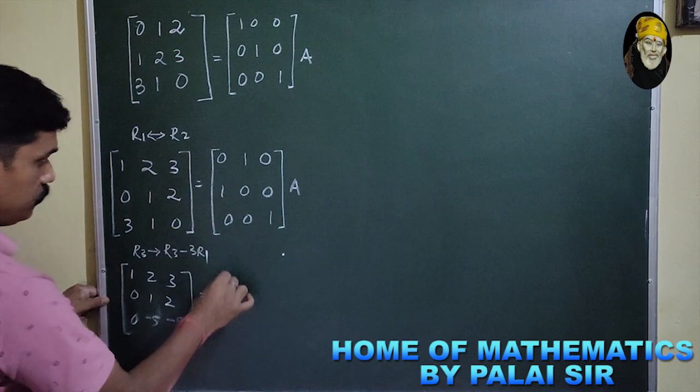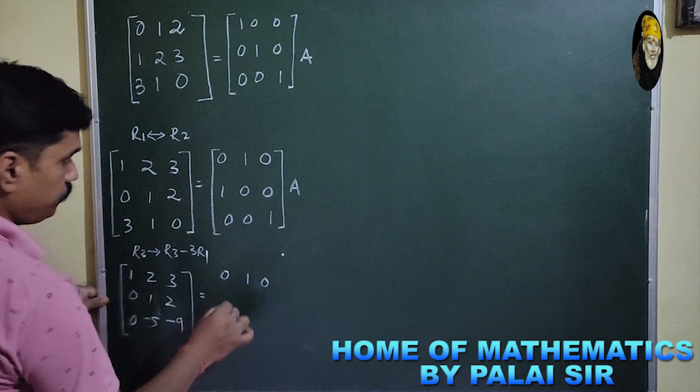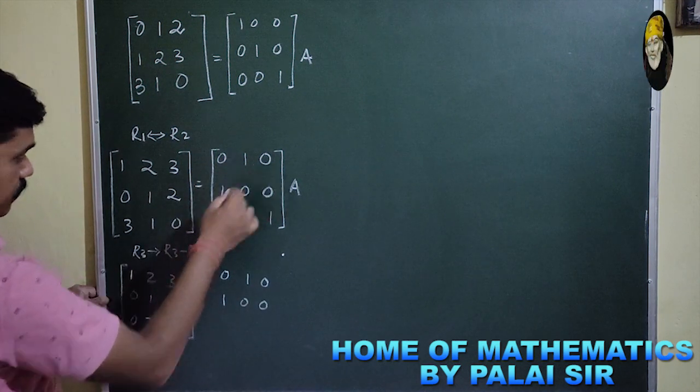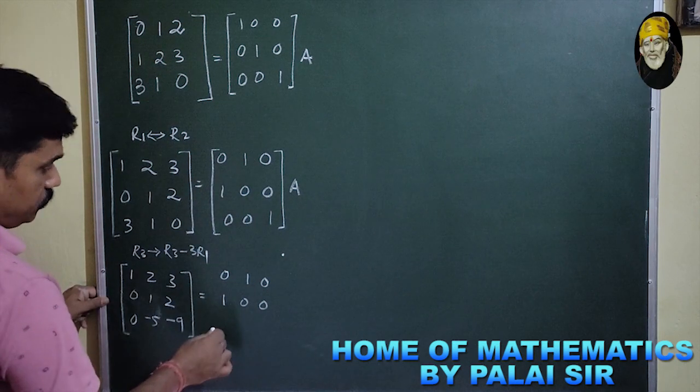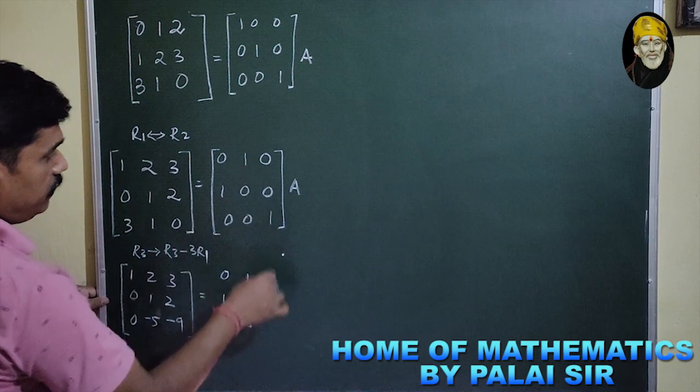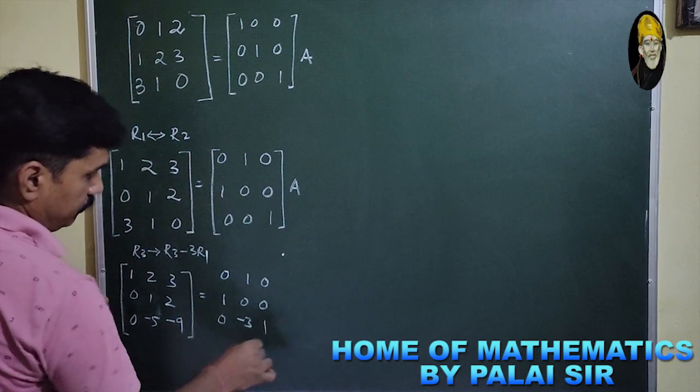Here what is its value? 0, 1, 0. 1, 0, 0. And here you multiply 3. So it will be 0. 0 minus 3, this will be minus 3. And here it is 1.